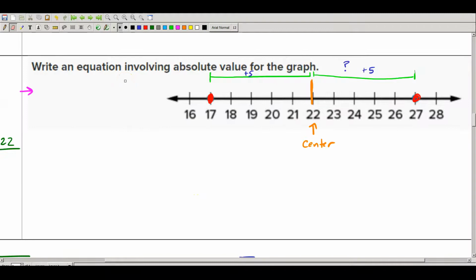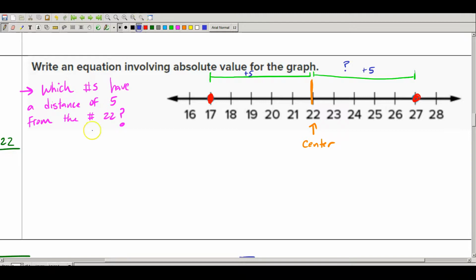So in other words, if we were trying to think about the situation that we're seeing on the graph, we could say something like, and I'm just going to write this out for our notes, which numbers have a distance of 5 from the number 22? If this was an original equation, we could say, starting at 22, if the center is 22, which numbers have a distance of 5 away?